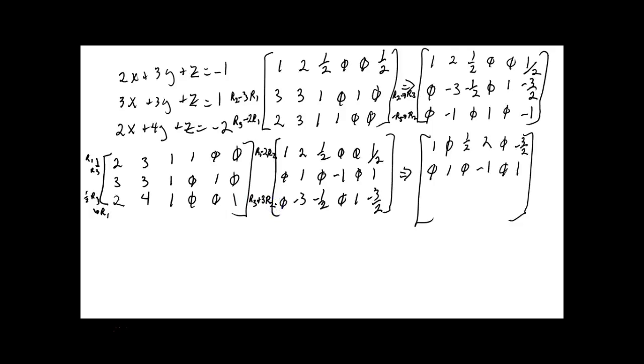What's that? I would say the rows that would get confused. Yeah, but that means the same thing: 3 row 2 plus row 3, or row 3 plus 3 row 2. Same thing. Next. What's the first entry?